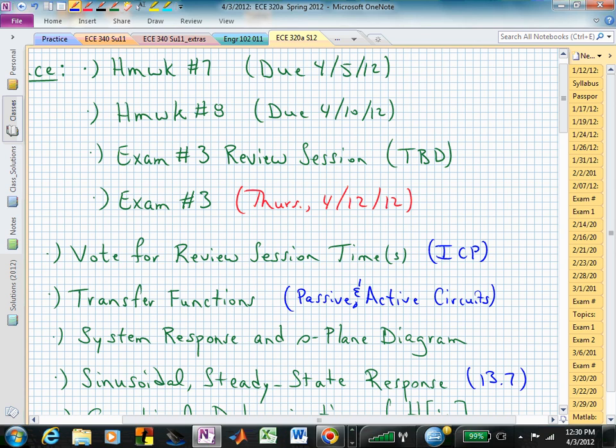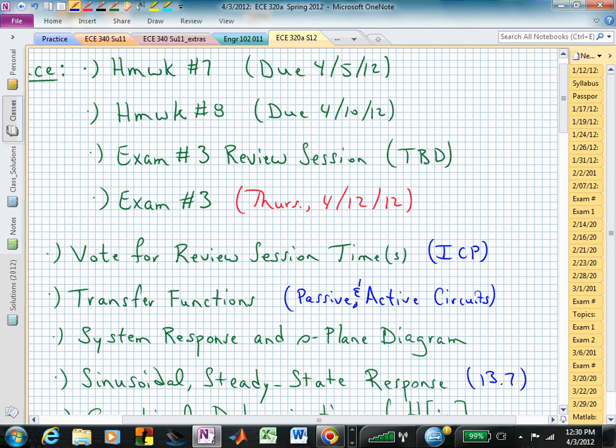Not a week from today, but a week from Thursday is our third exam. Exam number 3 is on the 12th of April. And prior to that, you'll have 2 more homework assignments that are due. Homework 7, which is mostly convolution, is due Thursday. And homework number 8, I'm not sure what that's going to include, but it will be due Tuesday. A week from today is when that's due.